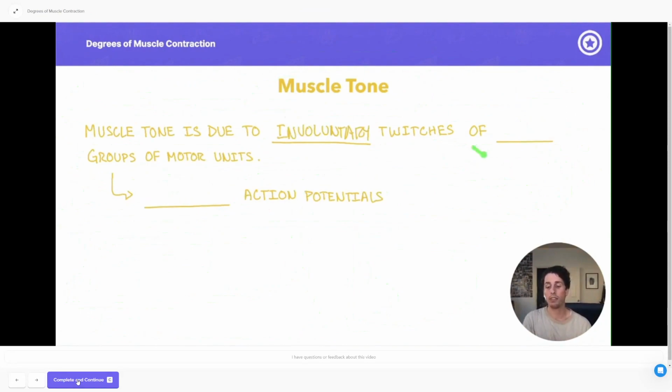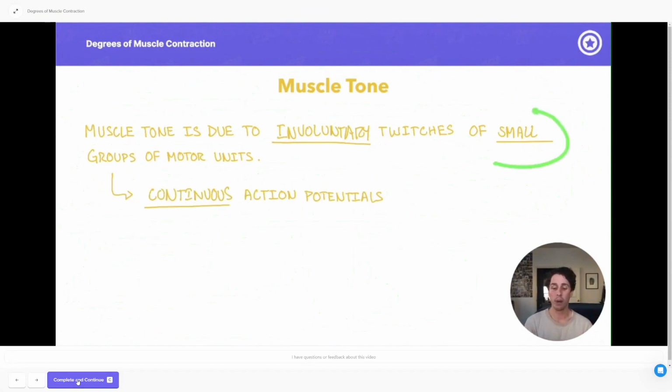And these are going to be happening with very small groups of motor units. So this might include some small motor units, some large motor units, but it's going to be very small groups of motor units. All right. And we know that this is happening constantly throughout our body because we don't ever have to think about it. Our head just stays up. And so these are happening due to continuous action potentials. So continuous right here.